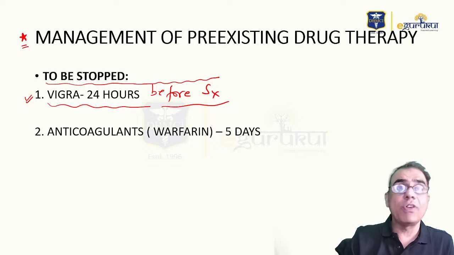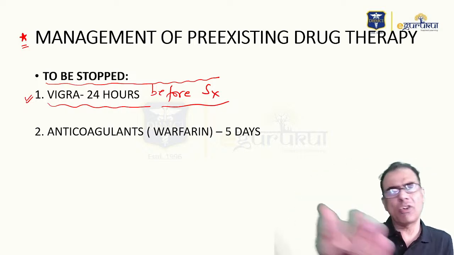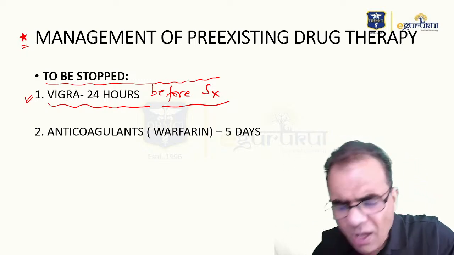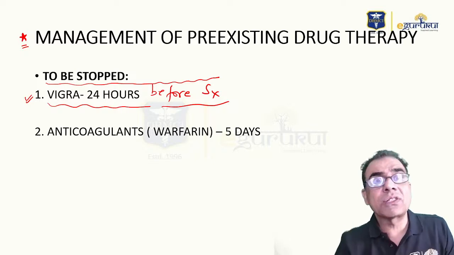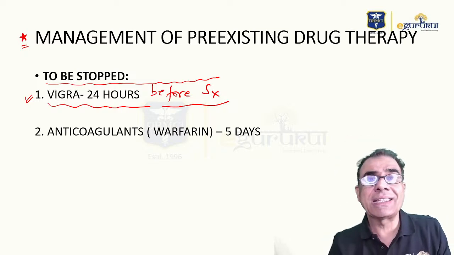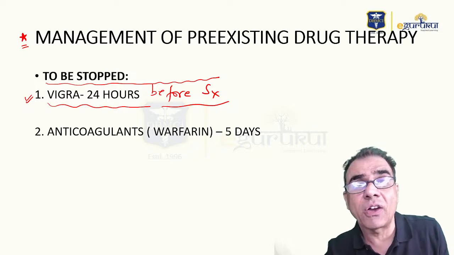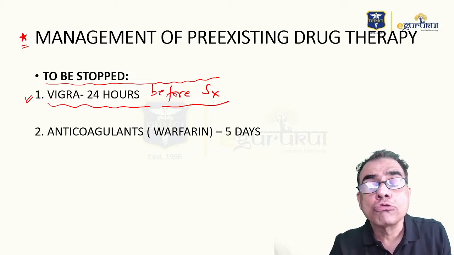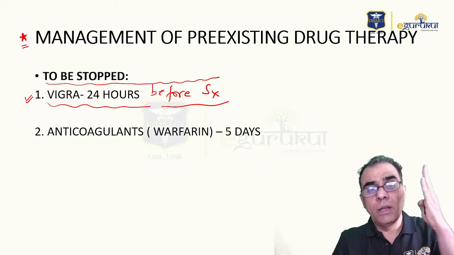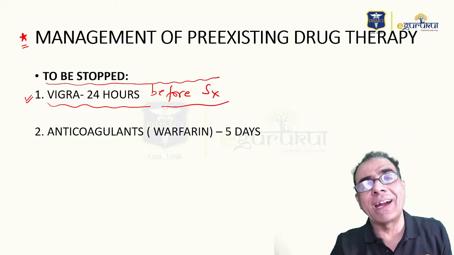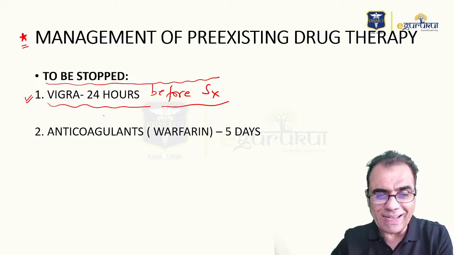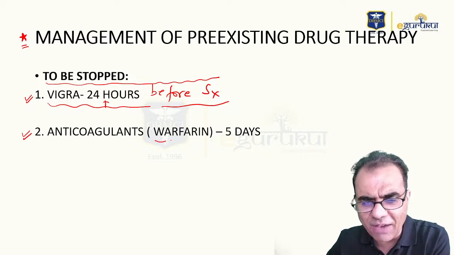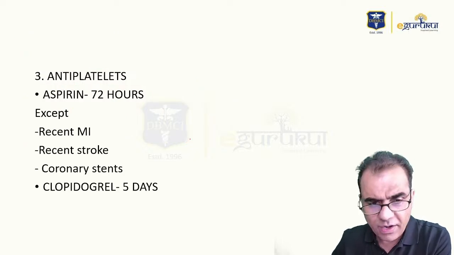Why do we have to stop Viagra 24 hours before? Because, you know, Viagra and similar drugs cause sympathetic stimulation, and you know that surgery is a stressful condition. Surgery or anesthesia can increase the level of catecholamines multifold. So if a drug has already elevated the catecholamines, you cannot induce further stress. Therefore, we have to stop at least a day before surgery. Anticoagulants. Anticoagulants means mainly warfarin.